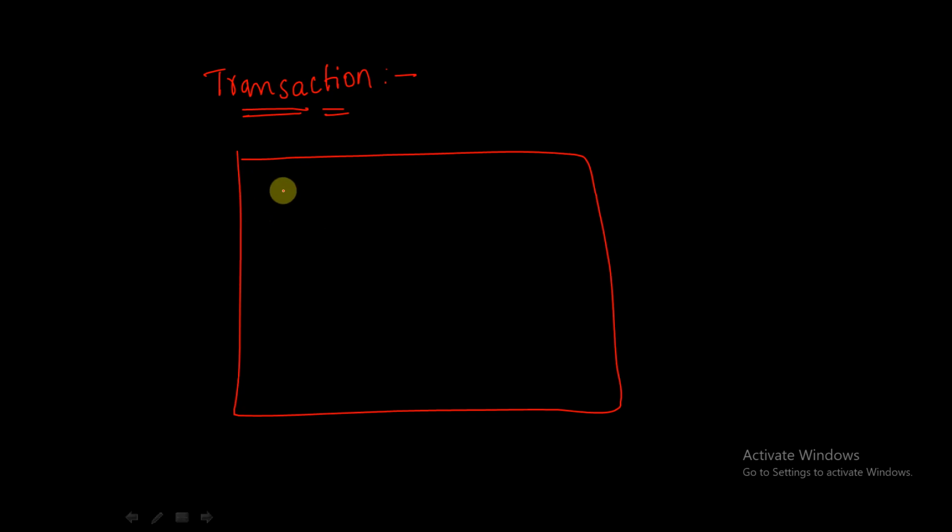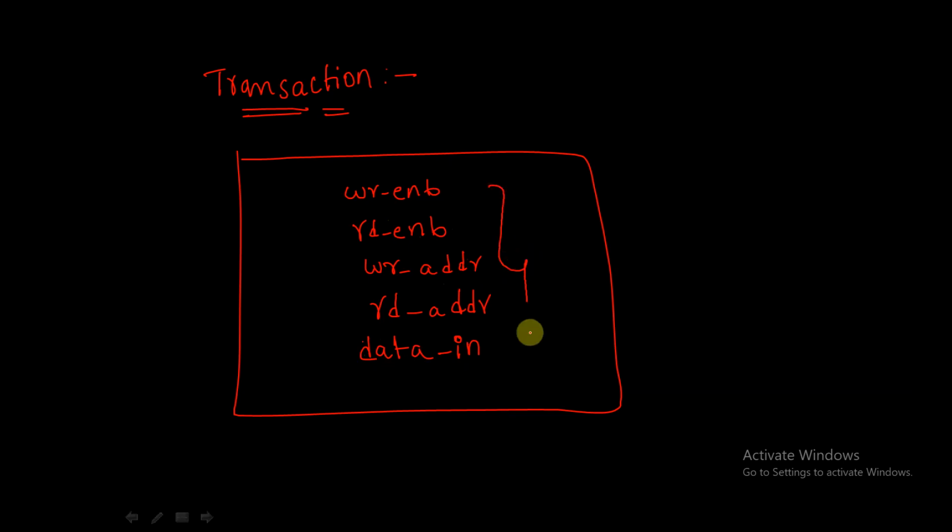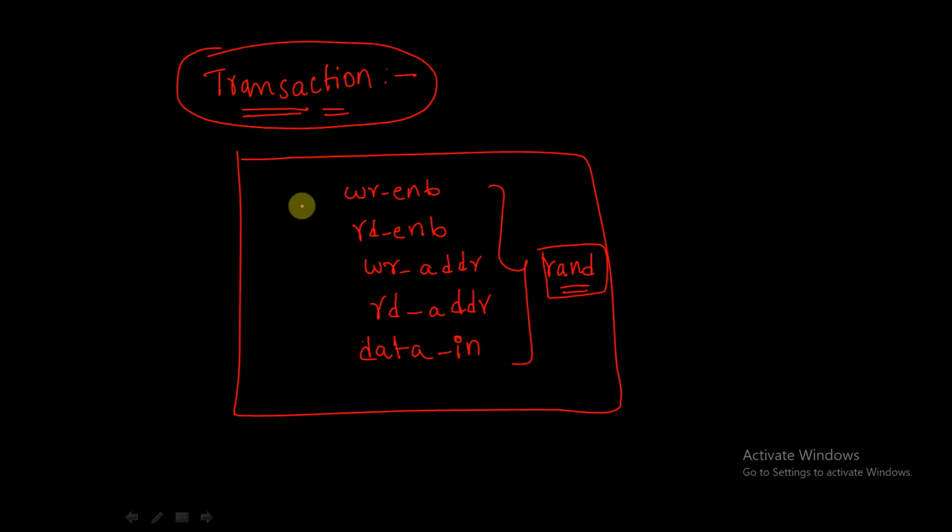Not all the variables. The variables such as write enable, read enable, write address, read address, and data in will be declared with the keyword rand in the transaction class. And the data out is just declared as a logic data type.